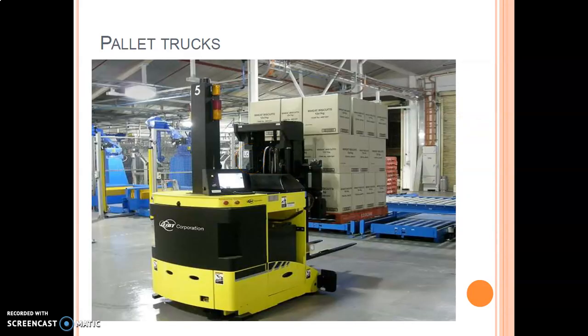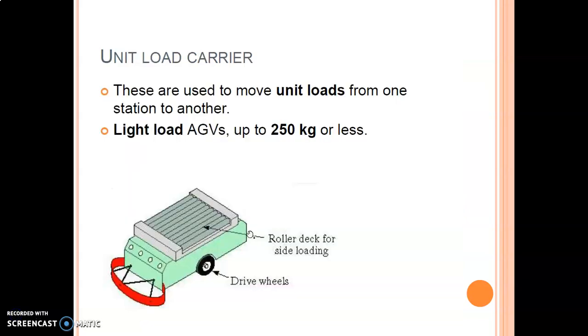So this is the actual photo of the pallet type. You can see here on the back side we have the jaw, and here we have the pallet. The boxes are placed on the pallet. So this can carry the whole setup by fixing this jaw, and it can move from one place to another.